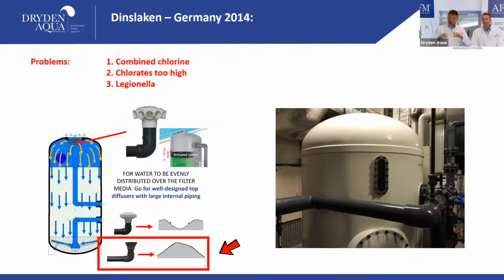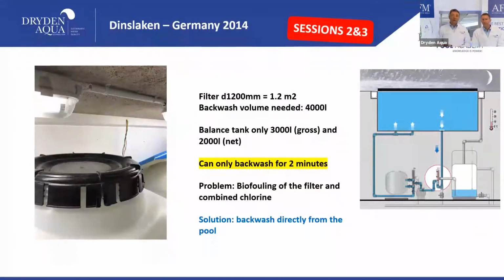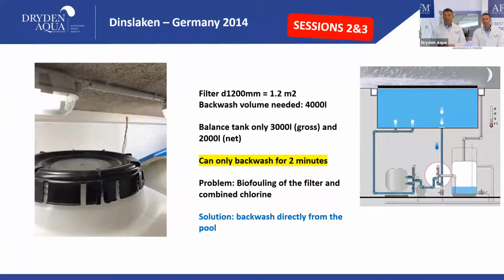Problem number 1, he also had carbon, so he should be okay with the combined chlorine. And I don't remember, maybe it was 0.3 or 0.35. But he had this kind of diffuser, and this is why he had kind of a hill. So all the carbon was just here in the corners and nothing in the middle. And this is why you didn't have this straight layer. So we changed the diffuser to one from Colplus, and then it was flat, and then the combined chlorine was okay.